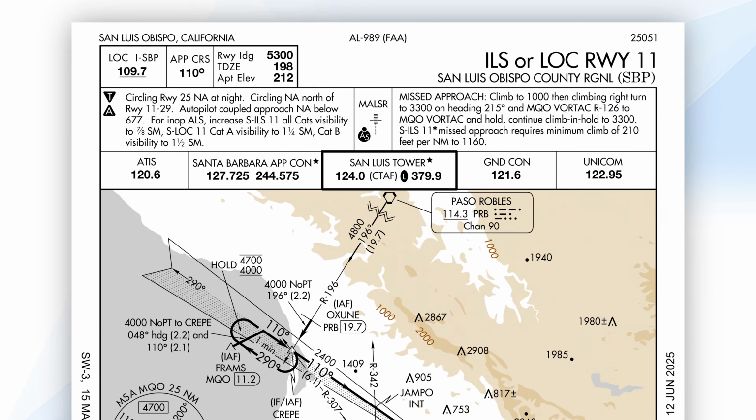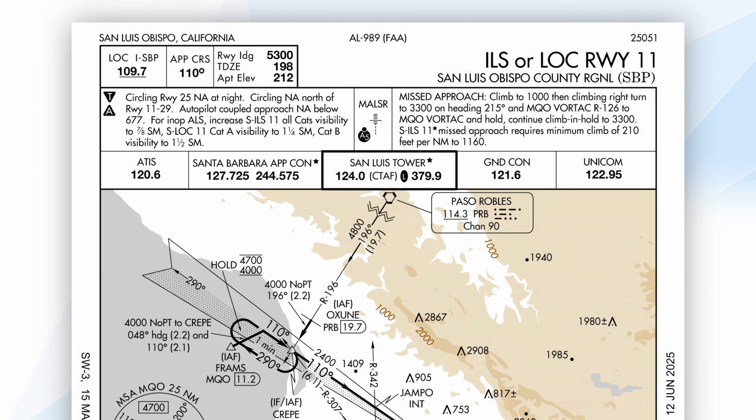If we don't meet the requirements to land today, our missed approach procedure is a straight-out climb to 1,000 feet, then a climbing right turn to 3,300 feet MSL on a heading of 215, intercepting the Morro Bay VORTAC radial 126, and tracking that inbound to the Morro Bay VORTAC to hold. And we'll continue to climb in the hold to 3,300 feet MSL.